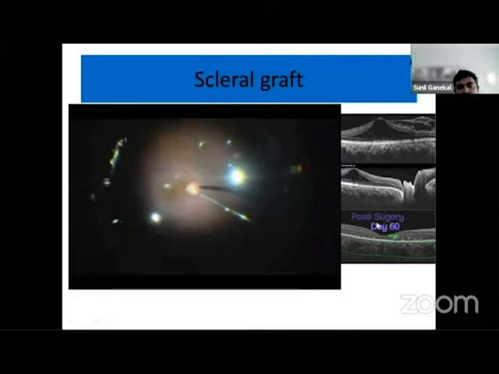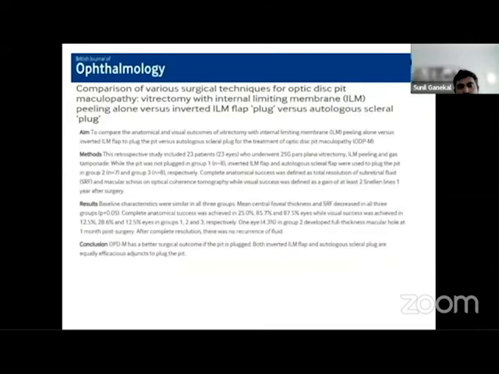You can see on the right hand side, by around 2 months, there is a complete anatomical reattachment post scleral graft plug in the optic disc pit. There's another comparative study published in the British Journal of Ophthalmology, in which we compared vitrectomy, ILM peeling and gas with plugging with ILM and autologous scleral flap.